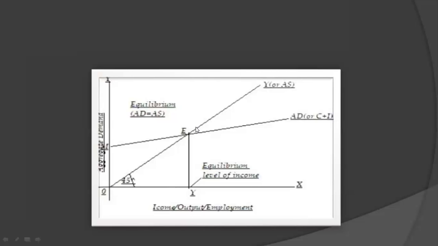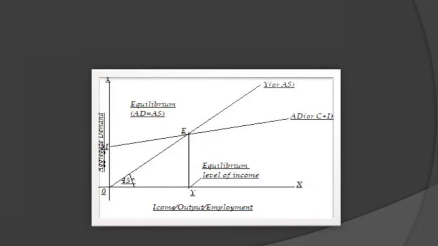Now what happens if the income is increasing? Income is 500, consumption is 440, and saving is what? 60. Okay, 500 minus 440, so saving is 60. Investment is constant, always 40. So when we find the AD, what is the AD? AD equals 480. And what is the AS? AS equals 500. So in this condition, AS is greater than AD. So that is also not an equilibrium condition.